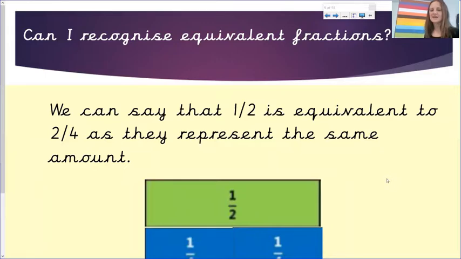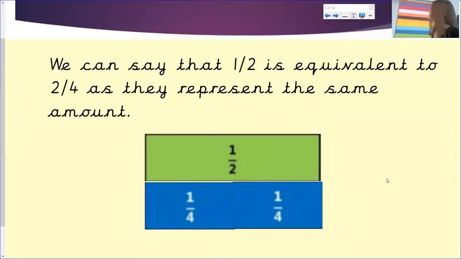And we can say that half is an equivalent fraction to 2 quarters. It is the same amount. They show you the same amount, even though this is made up of 2 pieces and this is made up of 1. They are the same amount because our whole has been broken up into 1, and then our whole has been broken up into 2.